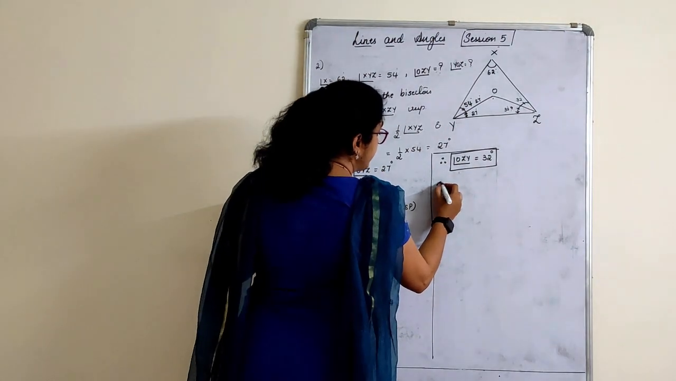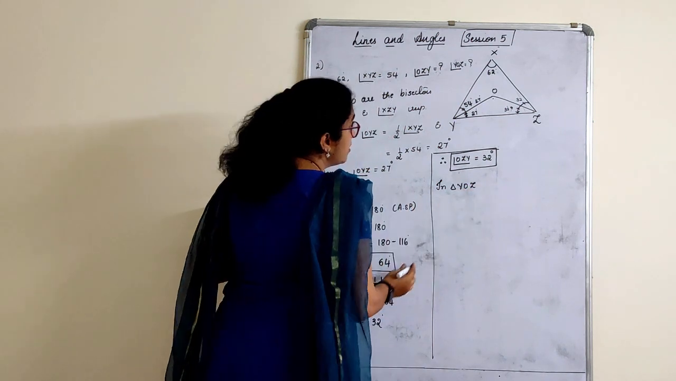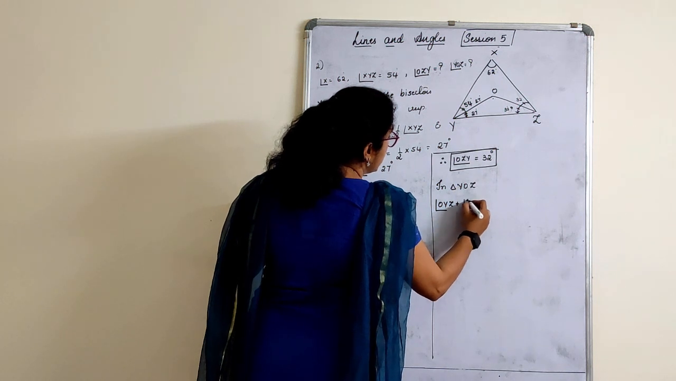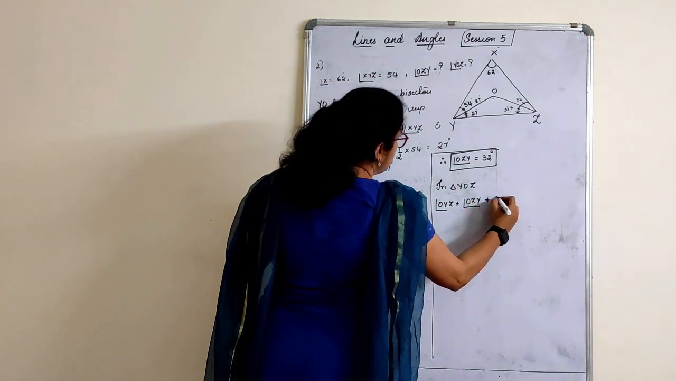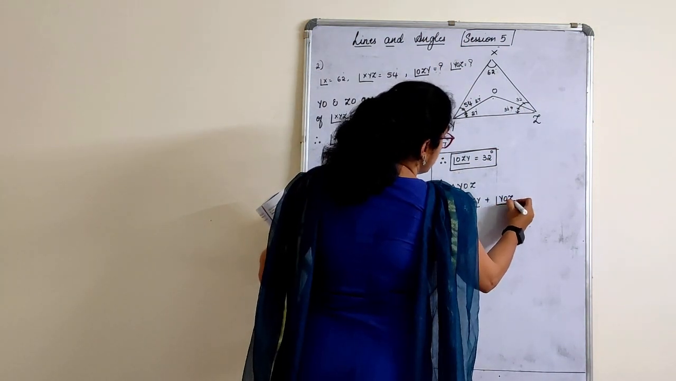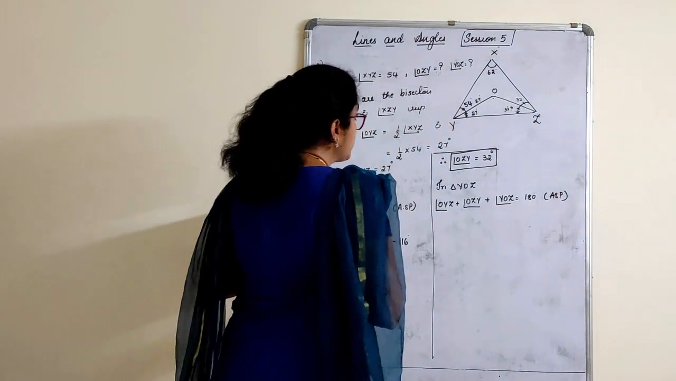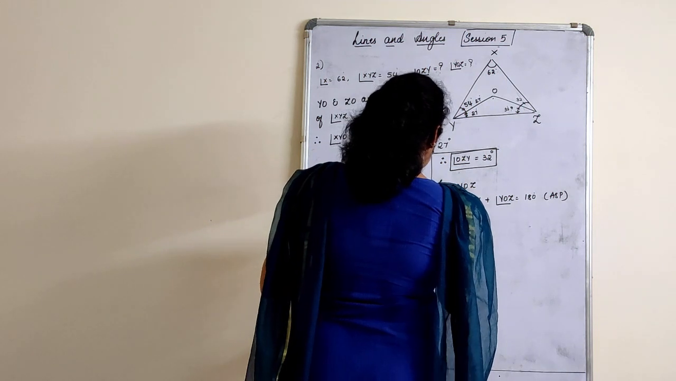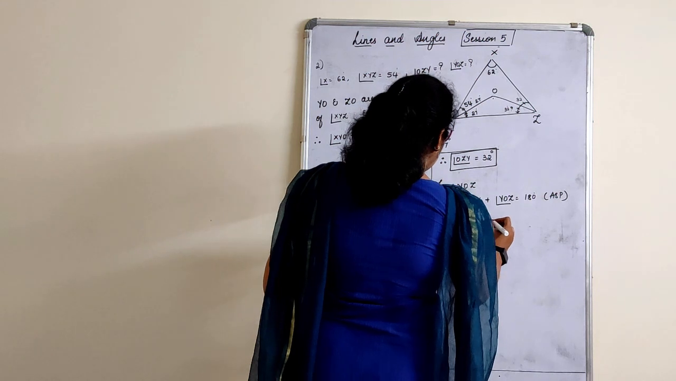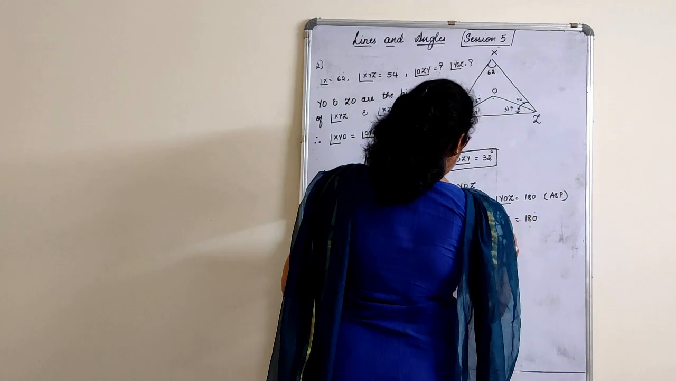Last, angle O is remaining. In triangle YOZ, how do we read this? Angle OYZ plus angle OZY plus angle YOZ, it is? Yes, YOZ is equal to 180. Reason? Angle sum property. Angle OYZ is 27 degree. OZY is 32 degree. Plus angle YOZ is equal to 180.